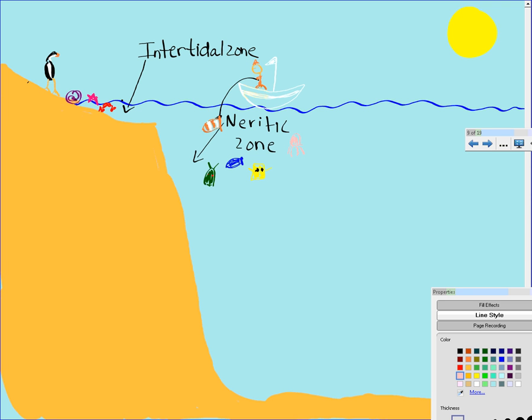So again, can SpongeBob live down below? Can Plankton live down below? Now, plankton will drift in this area. He will also drift in the intertidal zone, but basically floating along this neritic zone. Here you also have seaweed.